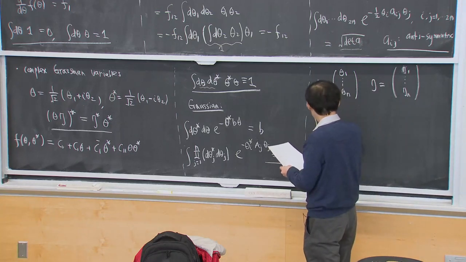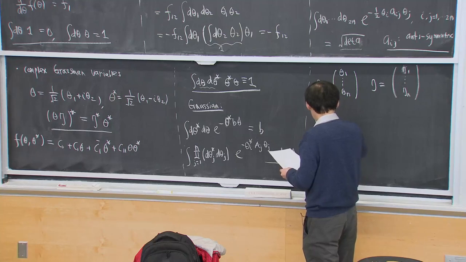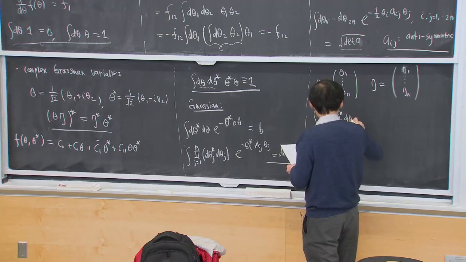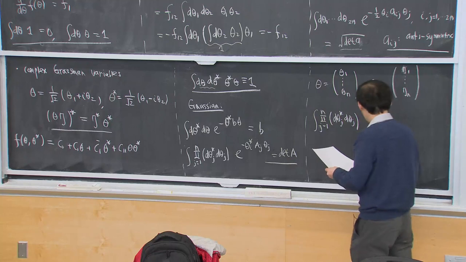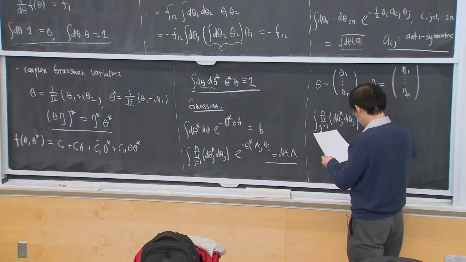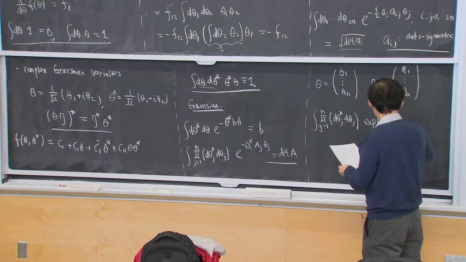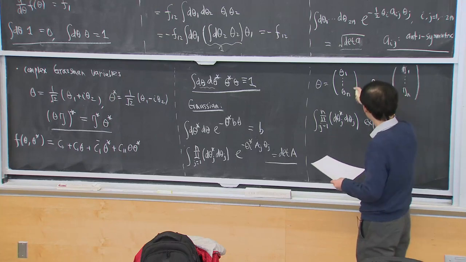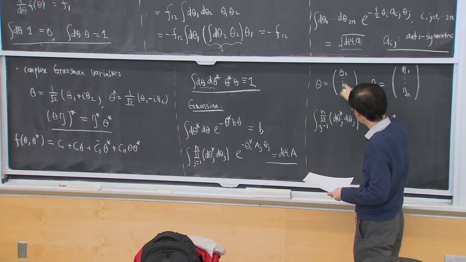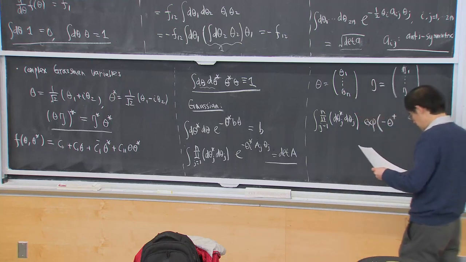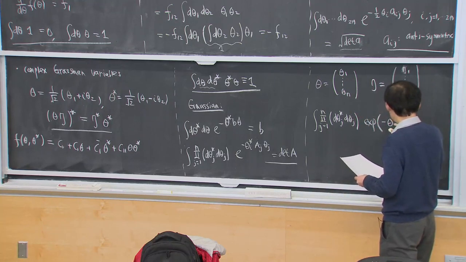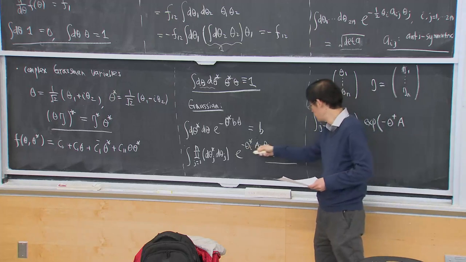Okay, and then we can consider an integral like this, which we will encounter later. Again, d theta star j, d theta j, then you have the exponential of minus theta dagger A theta. Now the dagger includes both the transpose and taking the star, and A is just a matrix. Again, I just write this in matrix notation.